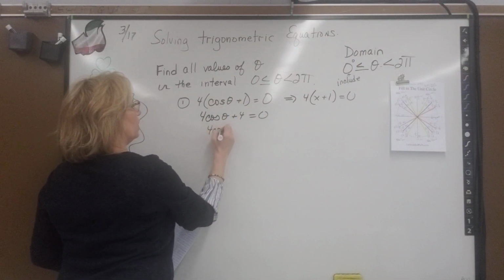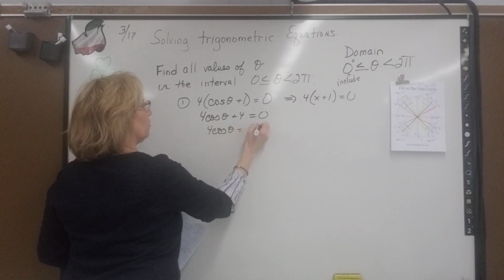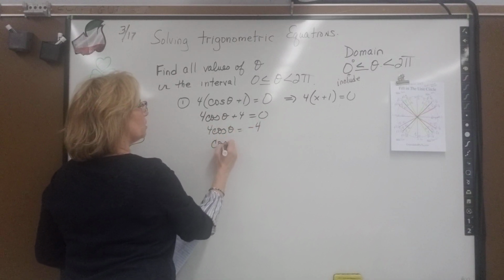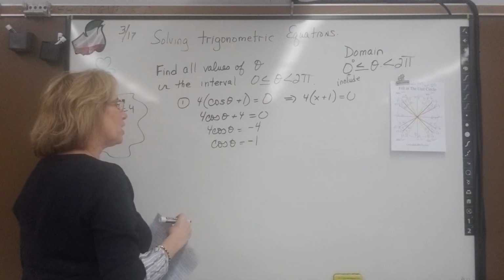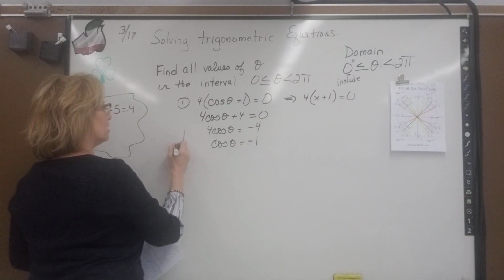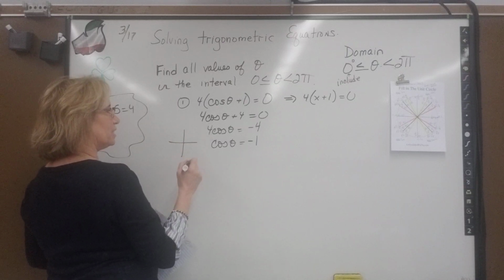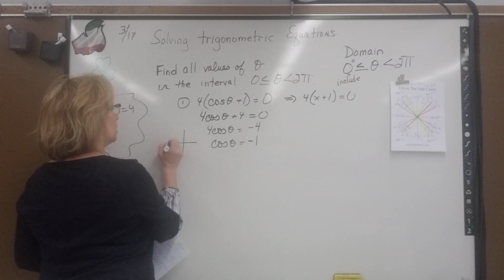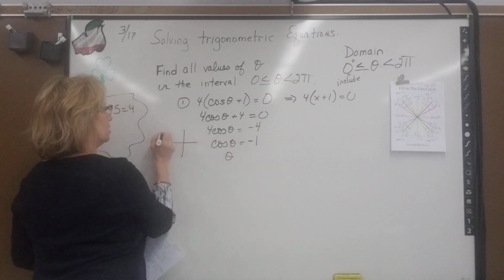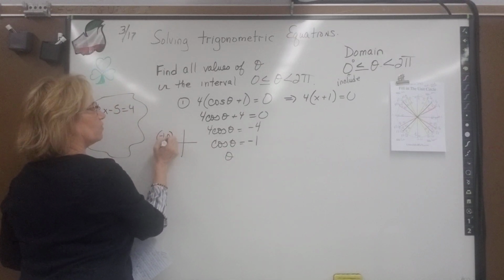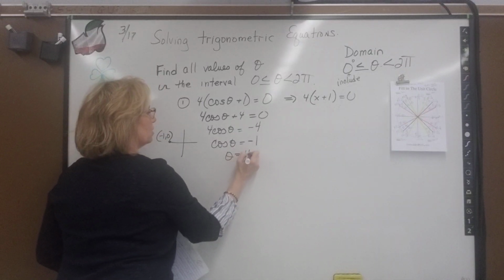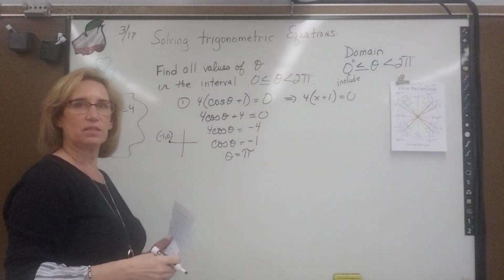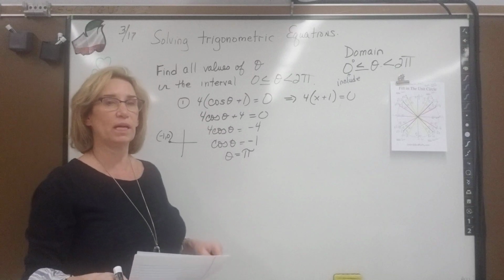4 cosine theta equals negative 4. Cosine theta equals negative 1. So who has a cosine of negative 1? Well, there's definitely a quadrantal angle. It's an x value, so it's going to be here, because this is, remember, negative 1, 0. If not, you could refer to your unit circle. Theta is just pi.